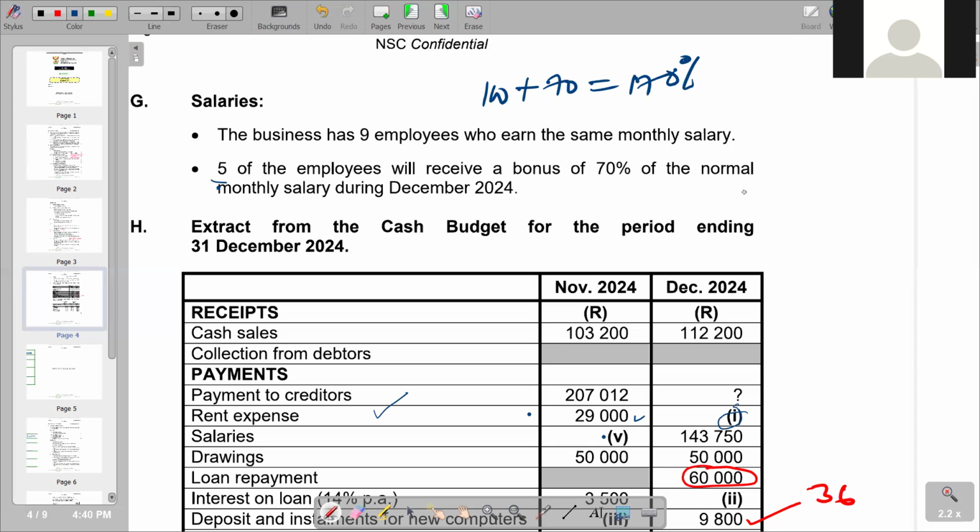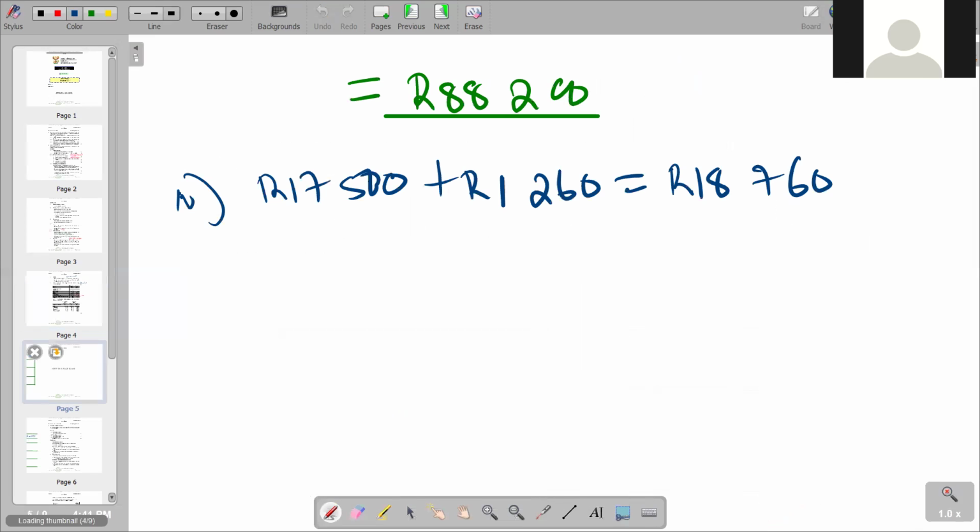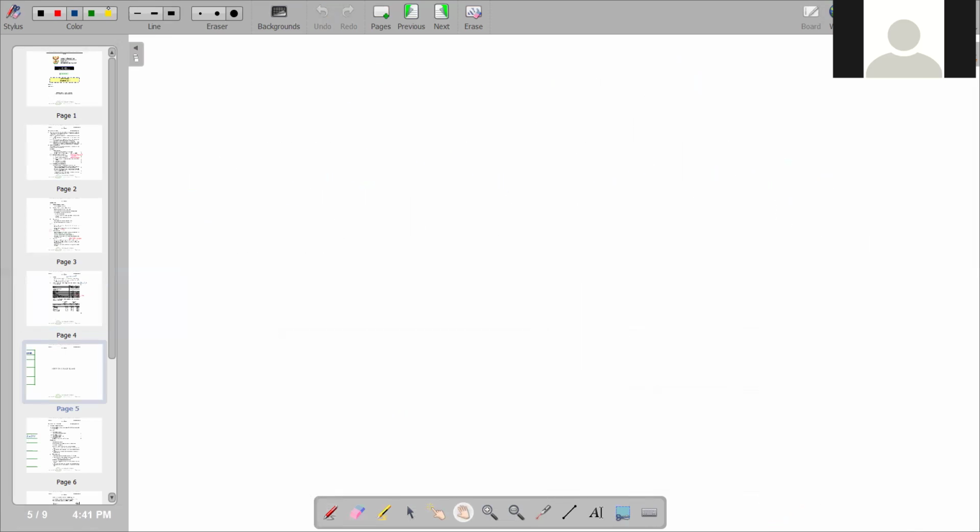So we are saying 170% times 5. If you say 170 divided by 100, you get your 1.7. So basically, that's how we're going to calculate it. So we're going to say 5 times 1.7 for the ones that are going to receive bonuses. So we say 5 times 1.7.